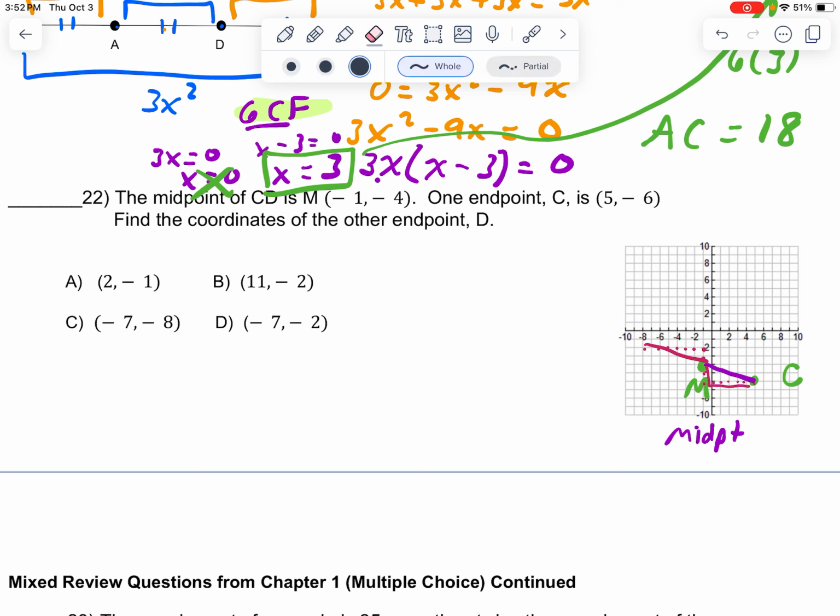Let me actually go back and try it again. I feel like I'm not being neat enough. Let me be neater. So we have -1, -4 is the midpoint, and then 5, -6 right here is C.